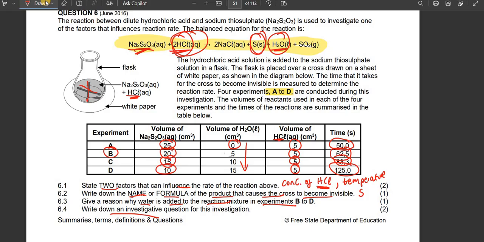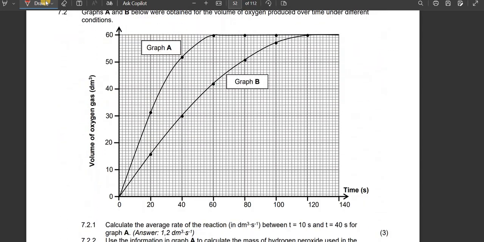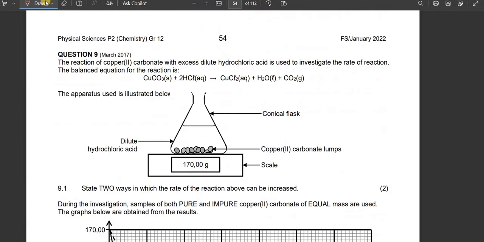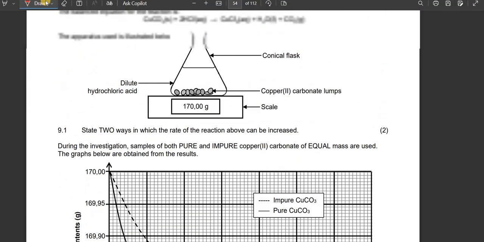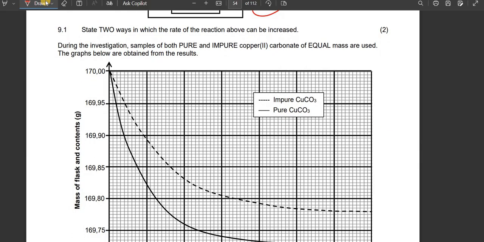Investigative question: how does concentration affect the rate of a reaction? Yeah, I think, guys, you understand how to approach these questions. Please, I'm hoping that when you see things like this, you immediately say, oh, it's a gas forming, there's a mass balance. Oh, then I know that I'm measuring the mass loss.